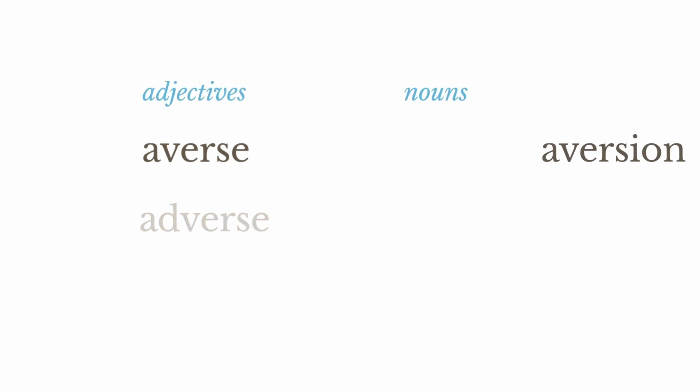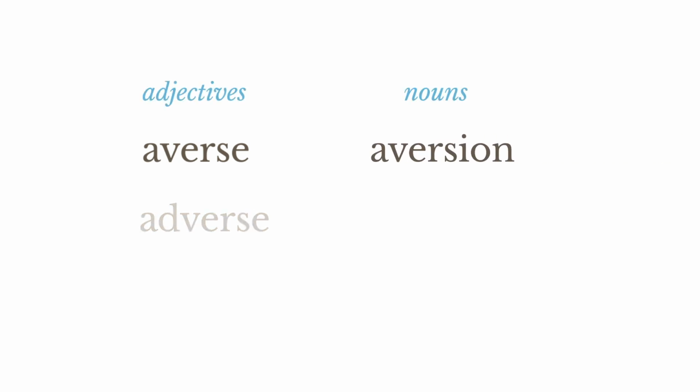One way to remember the difference between averse and adverse is to think of other words that are related to them. For example, the adjective averse is related to the noun aversion, meaning a dislike of. Similarly, the adjective adverse is related to the noun adversity, meaning hardship or difficulty. So we might talk about someone having an aversion to criticism, but their aversion might be well-founded because it may cause them to experience adversity.